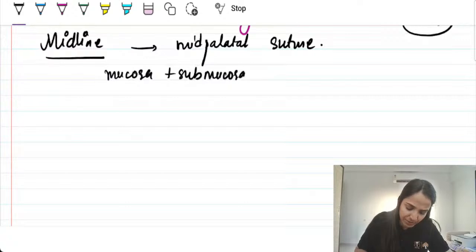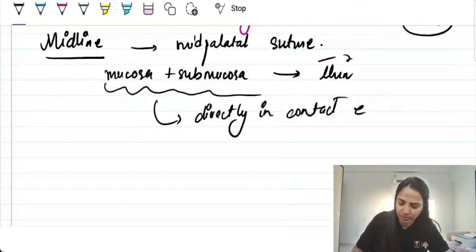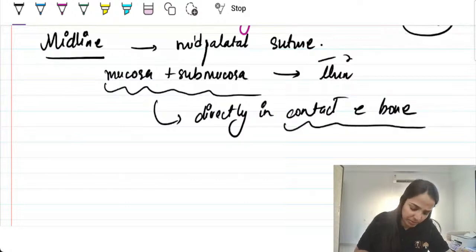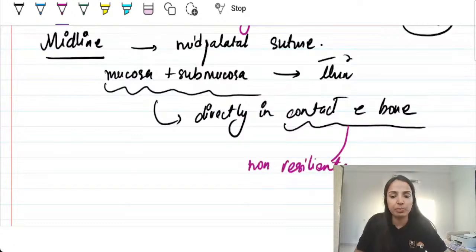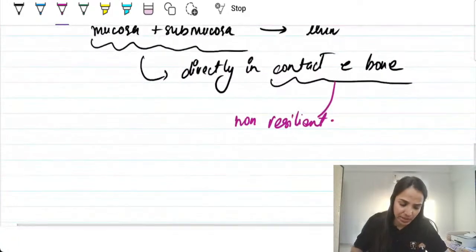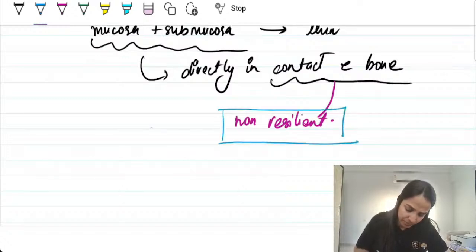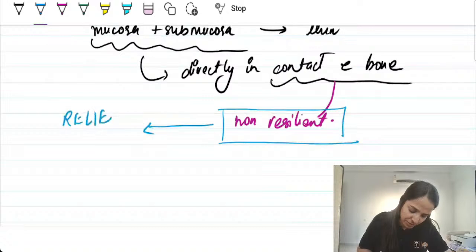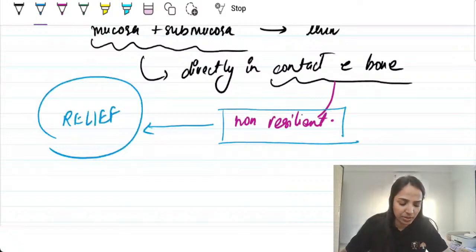Submucosa is almost absent. They are very thin and directly attached, directly in contact with the bone. Because of which, its area is non-resilient, which means it won't be able to absorb stress. So, since the area is not resilient, you are supposed to give relief to this particular area, right? So, mid-palatal suture is always relieved in your impressions for your maxillary denture.